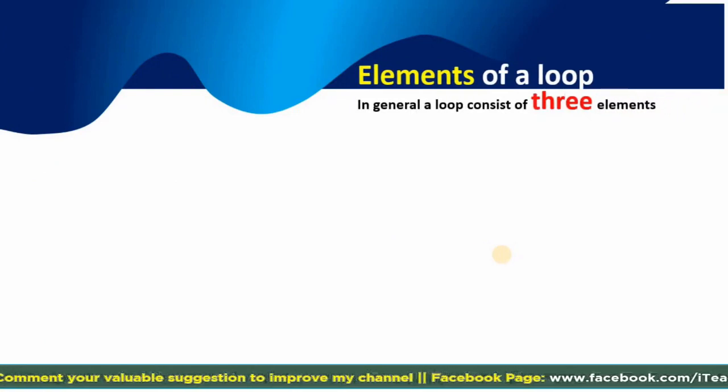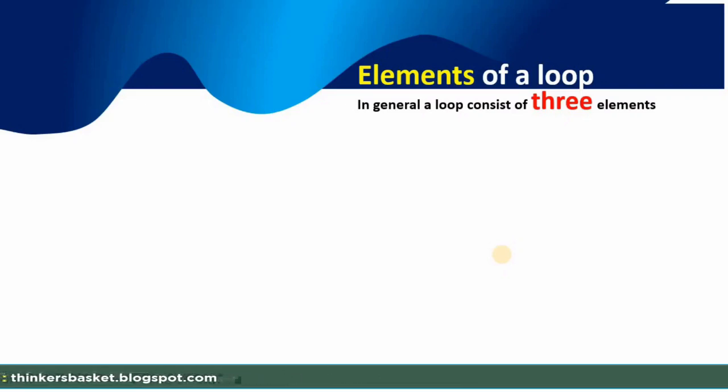So let's talk about the elements of a loop. Before we proceed to the syntax, these elements are very, very important. We have to first understand the different elements needed to construct a loop. In general, a loop consists of three elements. Remember, these three elements are very necessary for constructing a loop. So what are those things? One by one, we'll check it out.